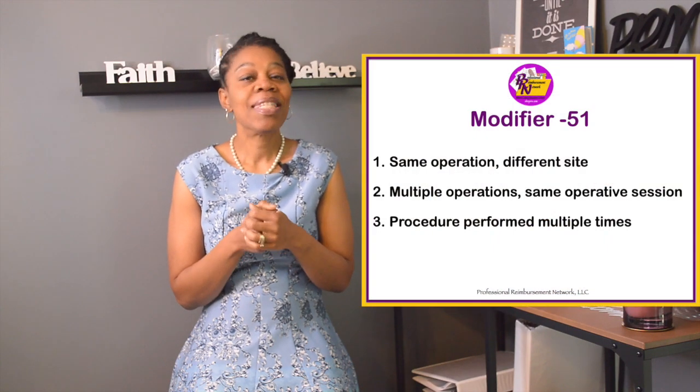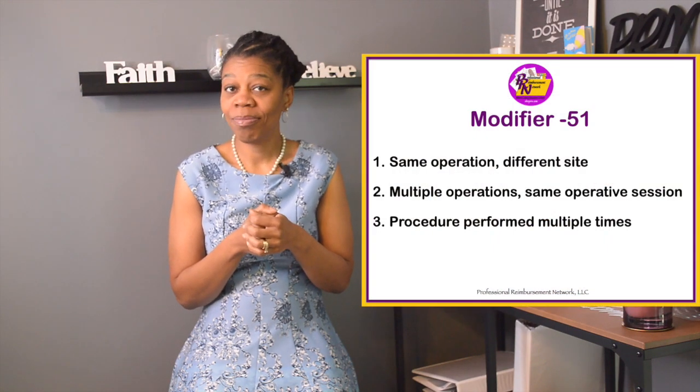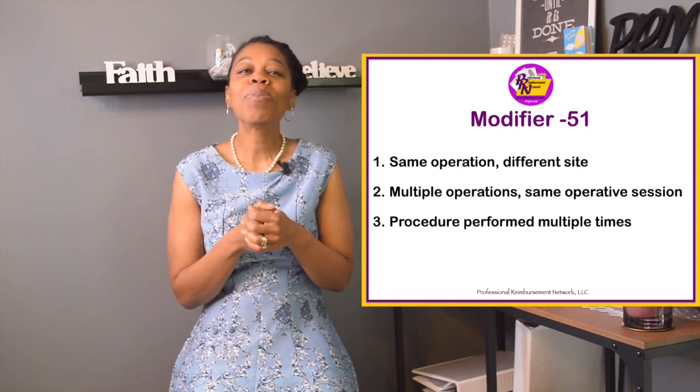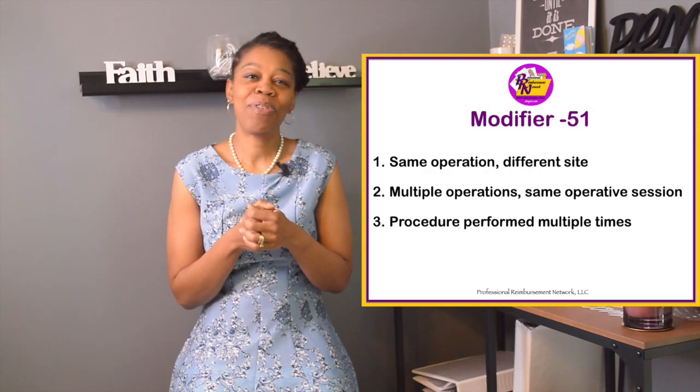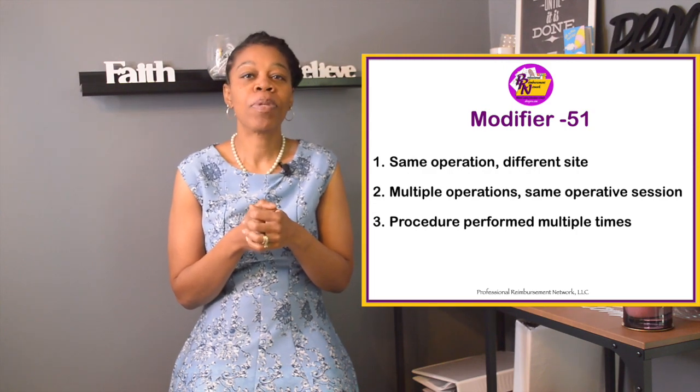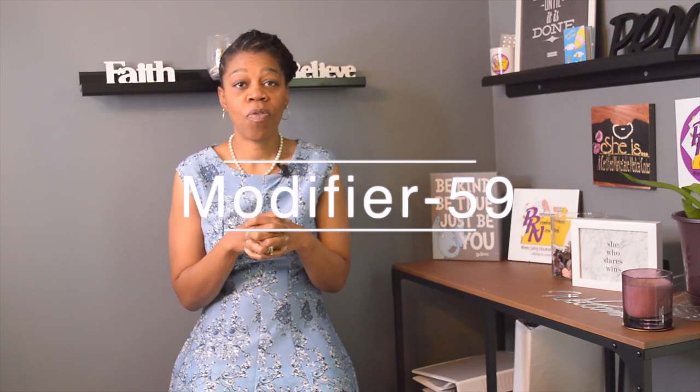Number 1, same operation, different site. Number 2, multiple operation, same operative session. And number 3, procedure performed multiple times. Lastly, let's look at modifier 59 for distinct procedural service.